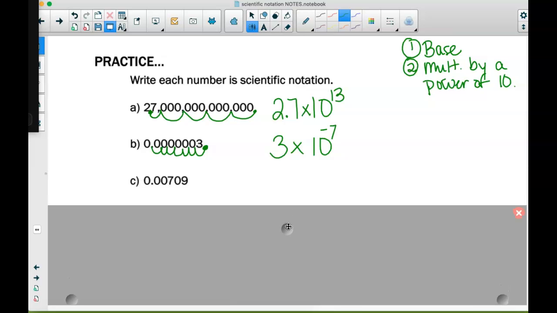Okay, let's try another one. 0.00709. Okay, if I want to write this in scientific notation, where should I move the decimal to?